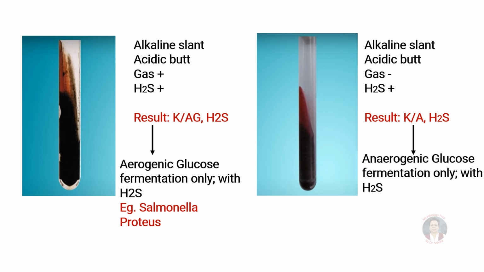Again, I'm reiterating, the alkaline slant is indicating no utilization of lactose or sucrose. Instead, after glucose got over in the medium, peptones started to get utilized under aerobic conditions. An example of a bacterium which will give this kind of result, K oblique A plus H2S, is Salmonella typhi. Remember, Salmonella typhi is anaerogenic. Also, some Proteus strains are anaerogenic.